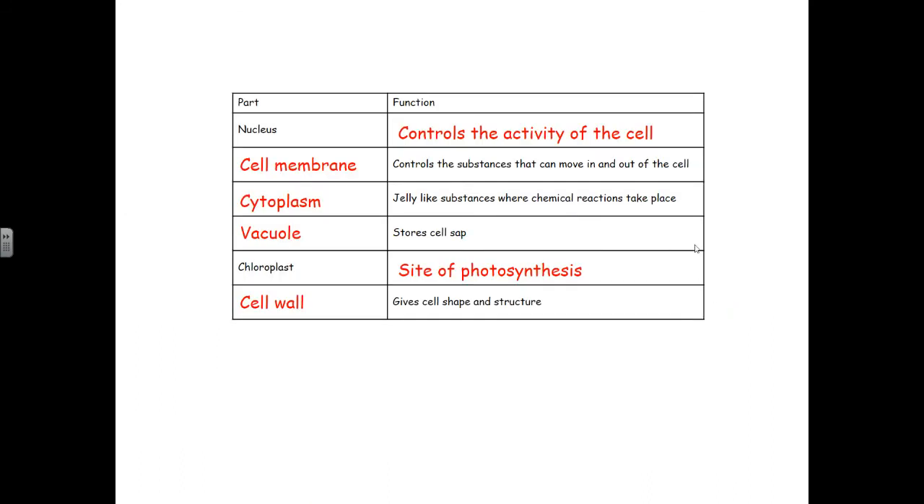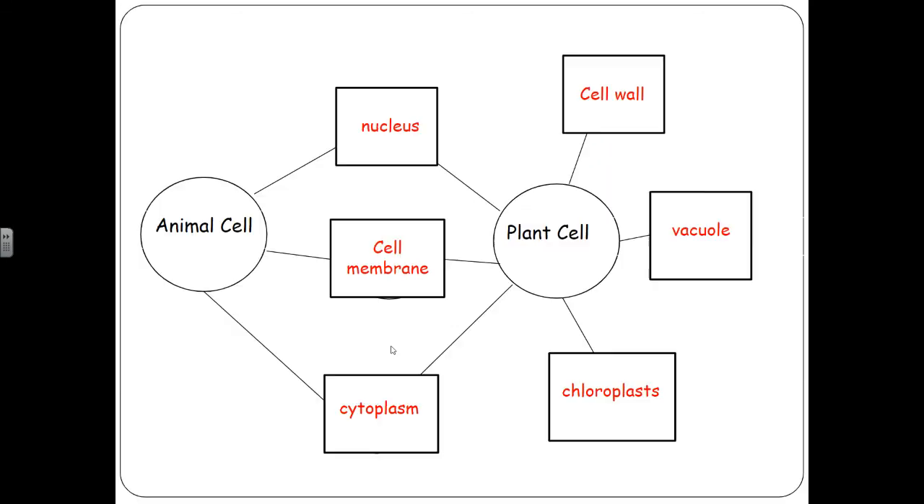So these are just the answers that you should put into your notes. The nucleus is the control center of the cell. It controls the activity. The cell membrane controls what gets in and out of the cell. Cytoplasm is a jelly-like substance where chemical reactions take place. The vacuole stores cell sap. The chloroplast is the site of photosynthesis. And finally, the cell wall gives shape and structure to the cell.